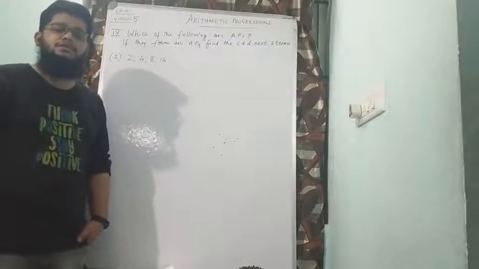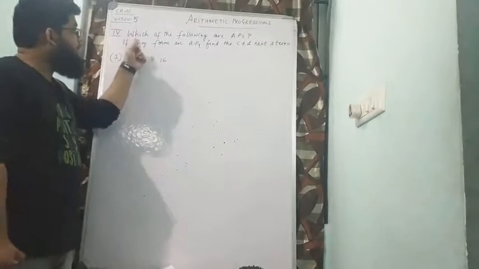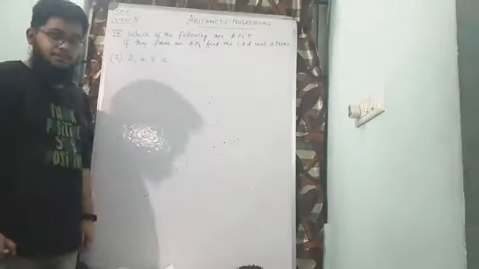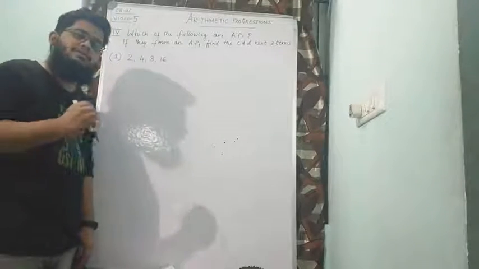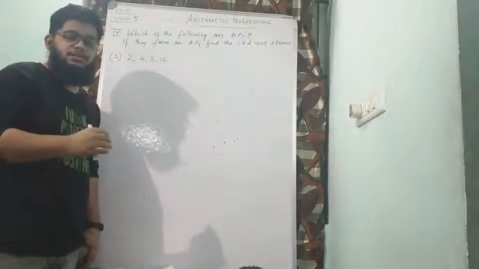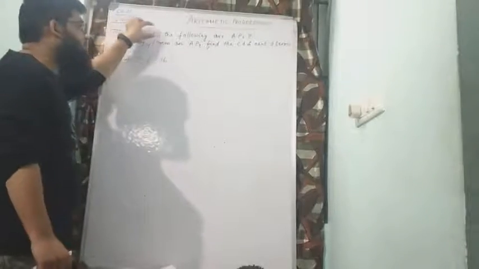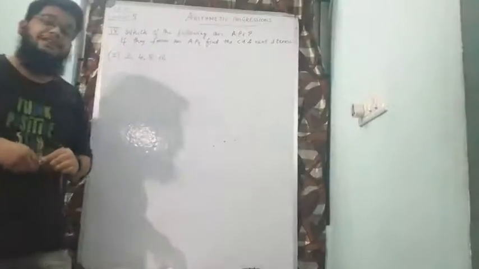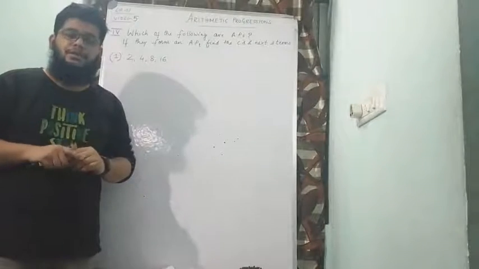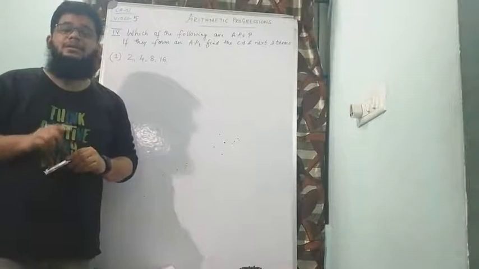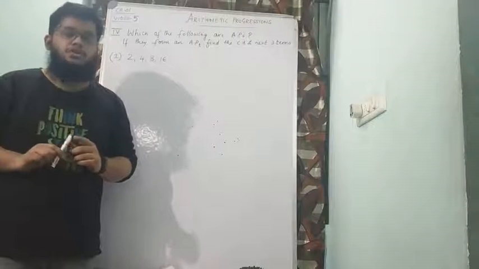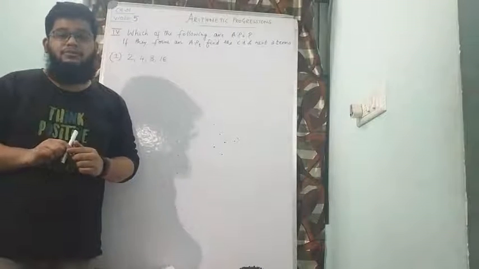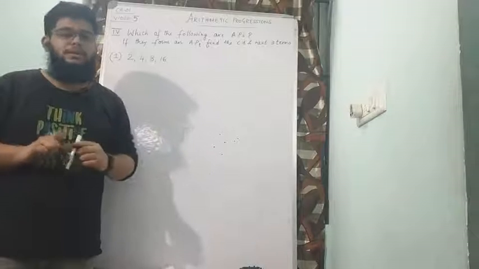The heading of this main tells, write which of the following are APs. If they form an AP, find the common difference and the next three terms. So this question has two subparts, right? The first part tells which of the following are APs. Now that means that a list of numbers will be given to us, but we can't be sure that they are AP. So first we will have to confirm whether they are AP or not. That is our first job.